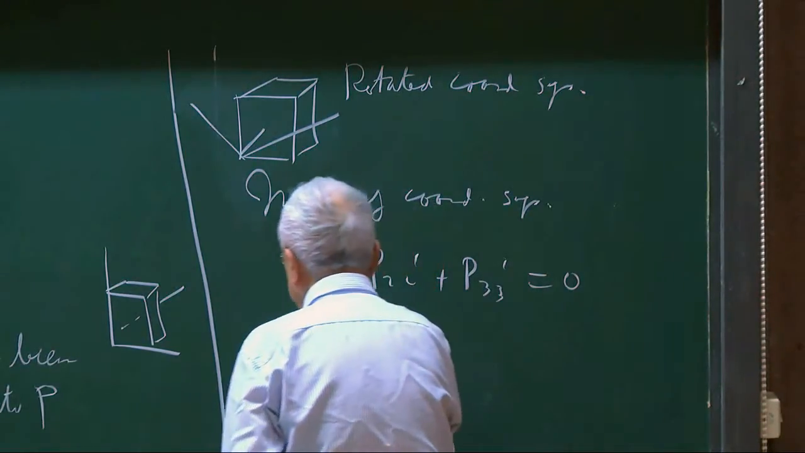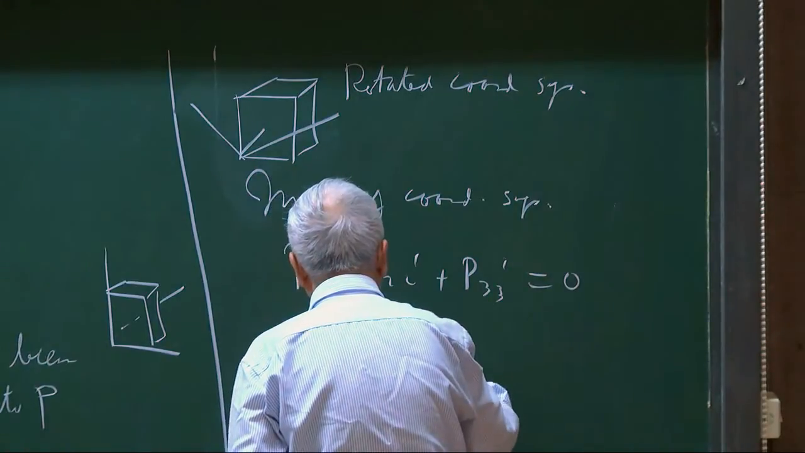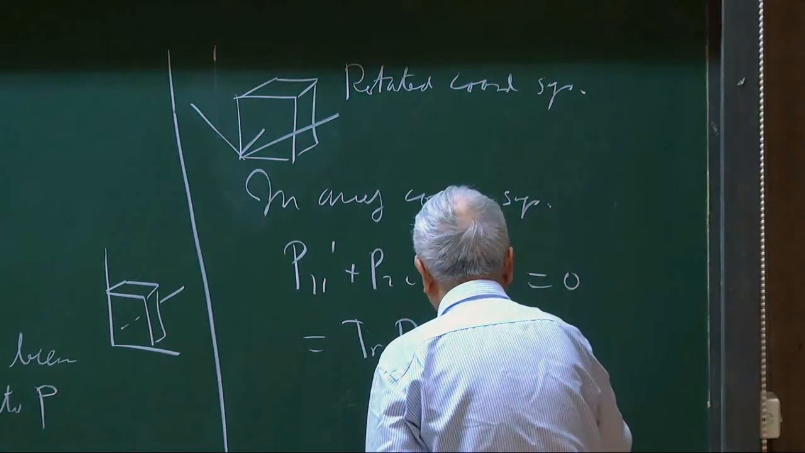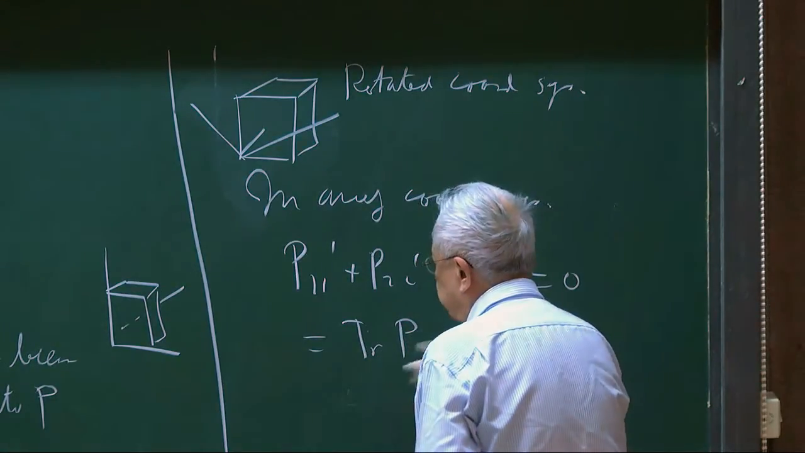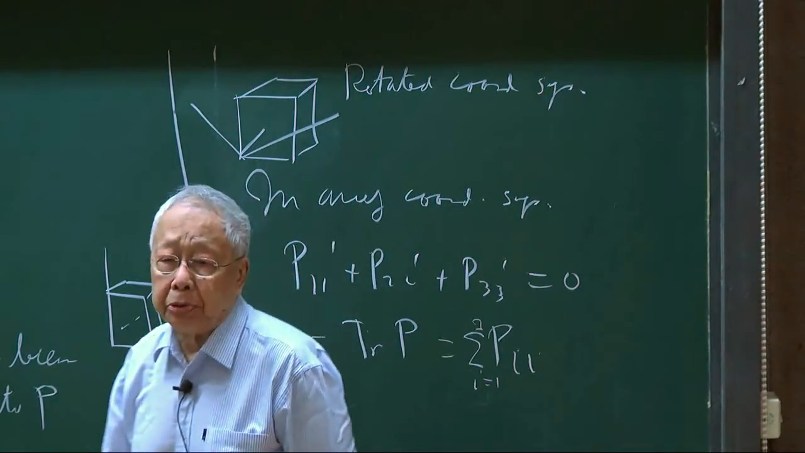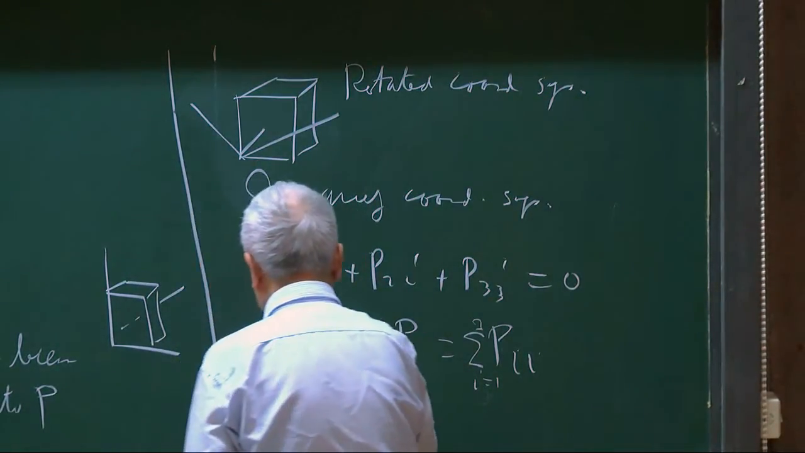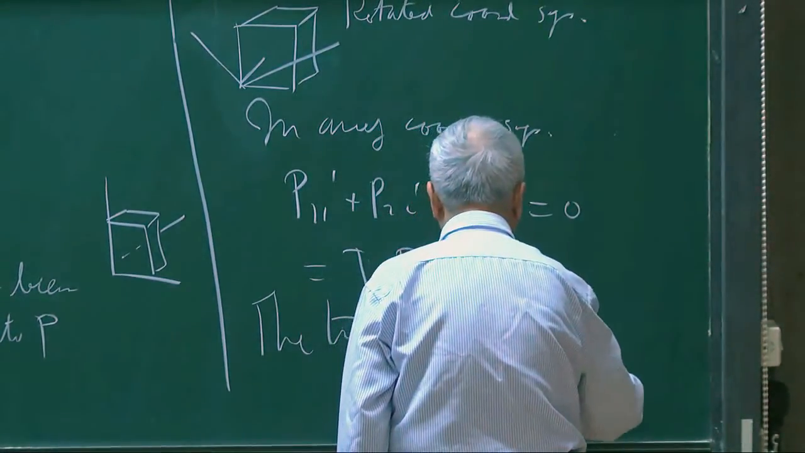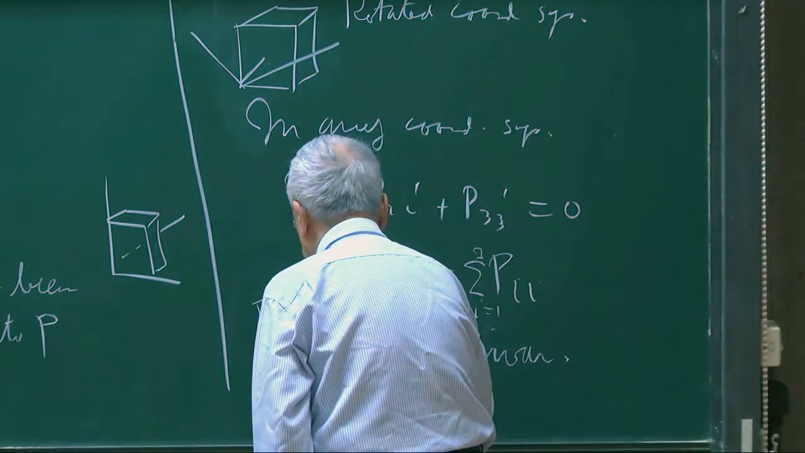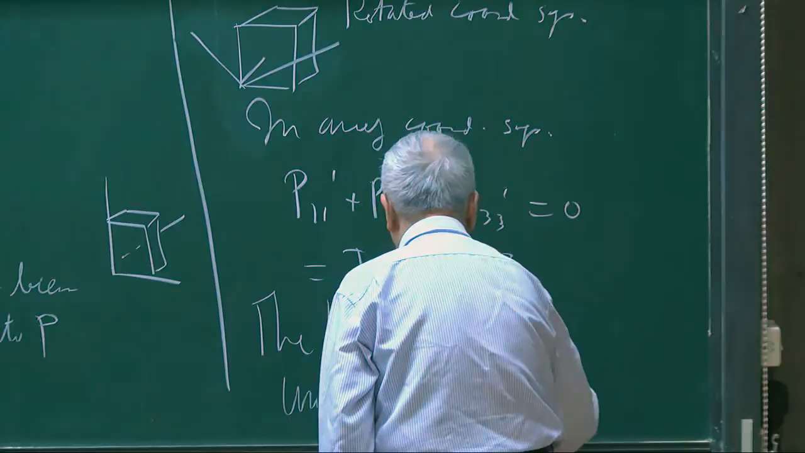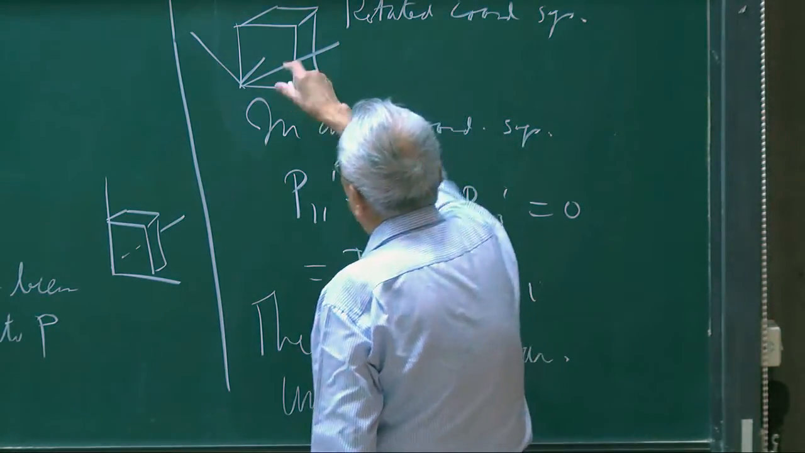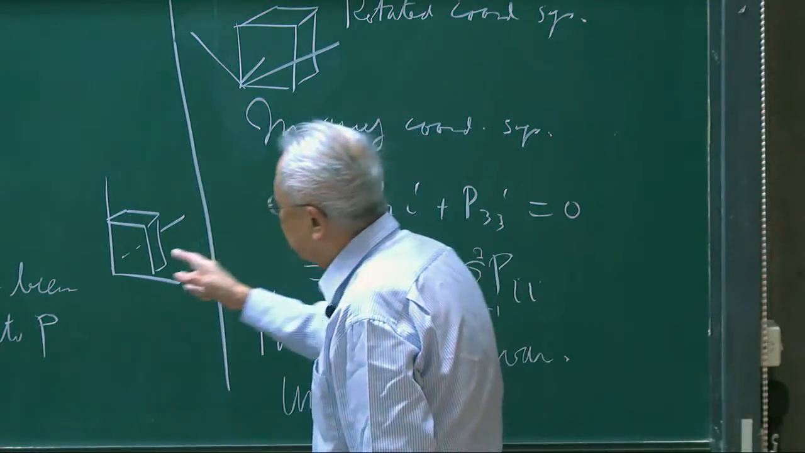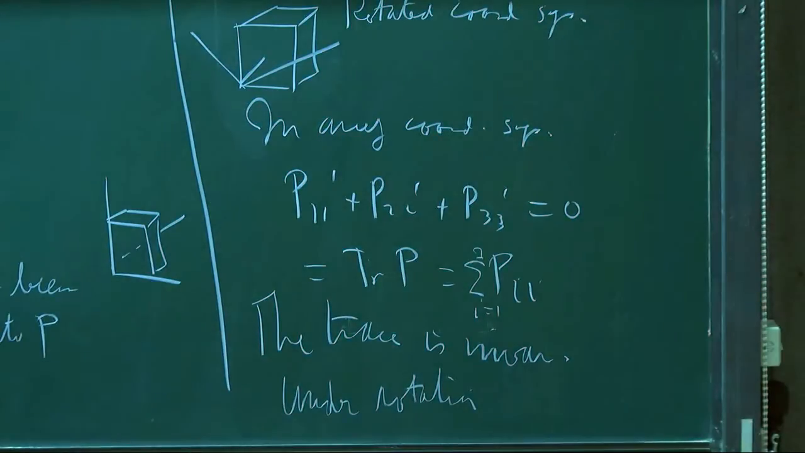Why? Because this is equal to the trace of the symmetric tensor P. The trace is Pii, sum over all i. And this trace is invariant under coordinate transformations. The trace is invariant under rotation. So when you rotate it, each P prime may be different, but they add up to 0, because the sum is 0 in one coordinate system and is independent of coordinate systems. Therefore, it must be 0.